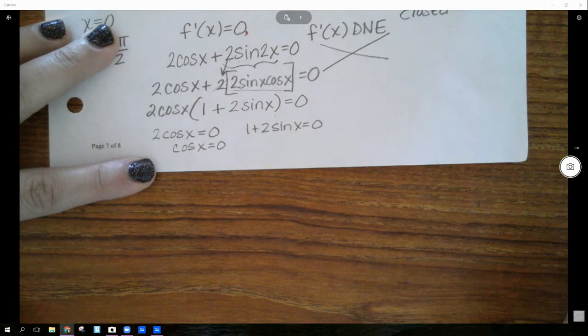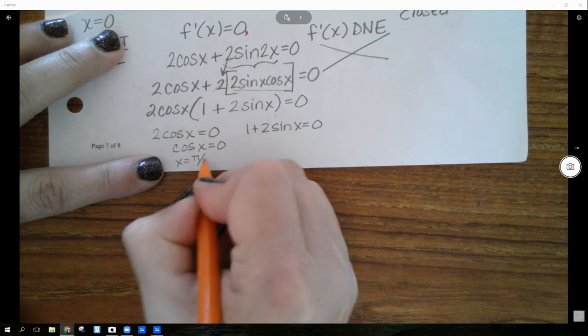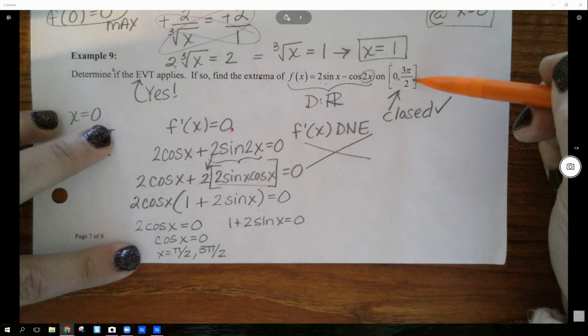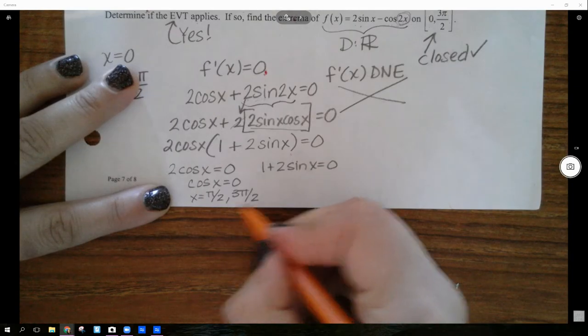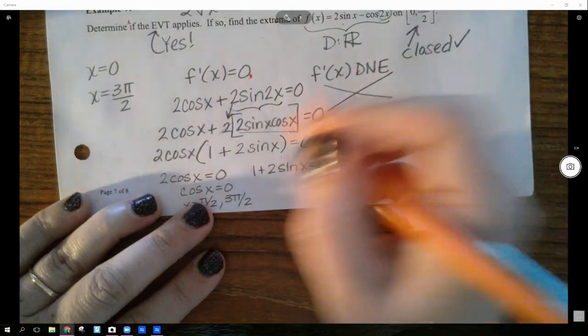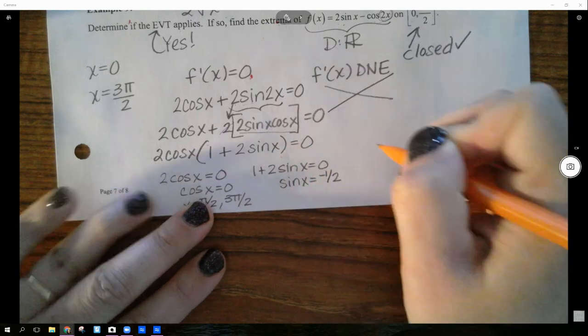Where does cosine equal 0? It equals 0 at pi halves and 3 pi halves. And since pi halves and 3 pi halves is contained in this interval, those two are also critical points. Over here, if we subtract 1 and divide by 2, you have the sine of x equaling negative 1/2.